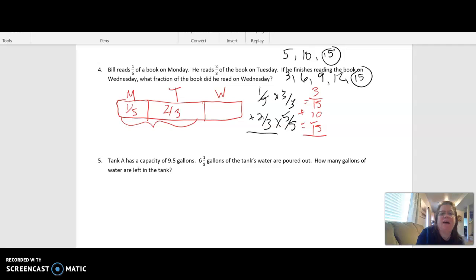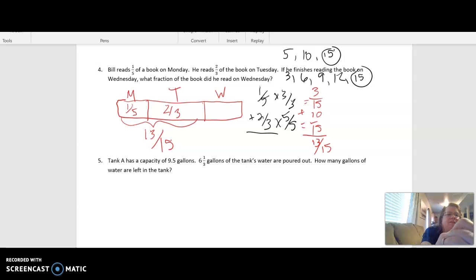Okay, so I have 13/15ths when I add those together. So on Monday and Tuesday, Bill read 13/15ths of his book. Okay, but we want to know what is left. How much did he read on Wednesday to finish the book?